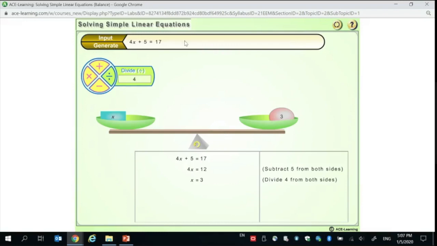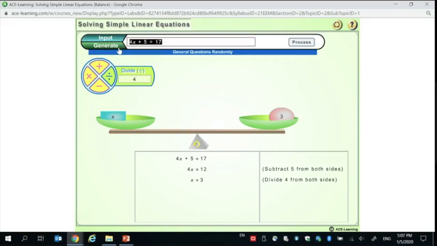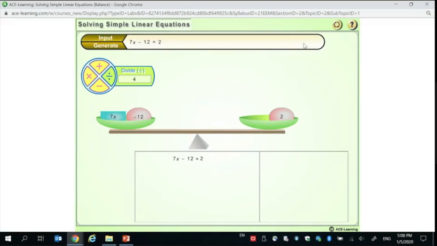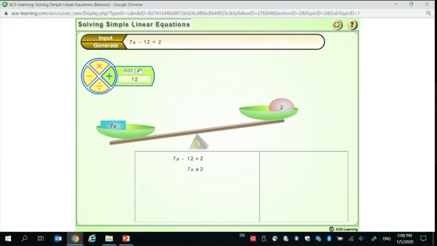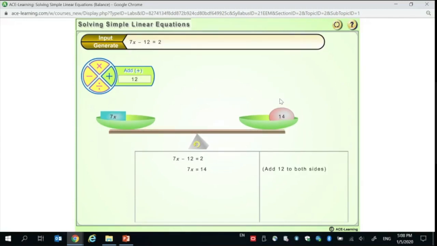Again, let's look at another example. 7x minus 12 equals to 2. So first, we always try to get rid of the constant term on the left-hand side first. So the constant term is a negative 12. So I need to plus 12 on both sides. Plus 12 here, and I plus 12 here. Okay, I'll get 7x equals to 14.